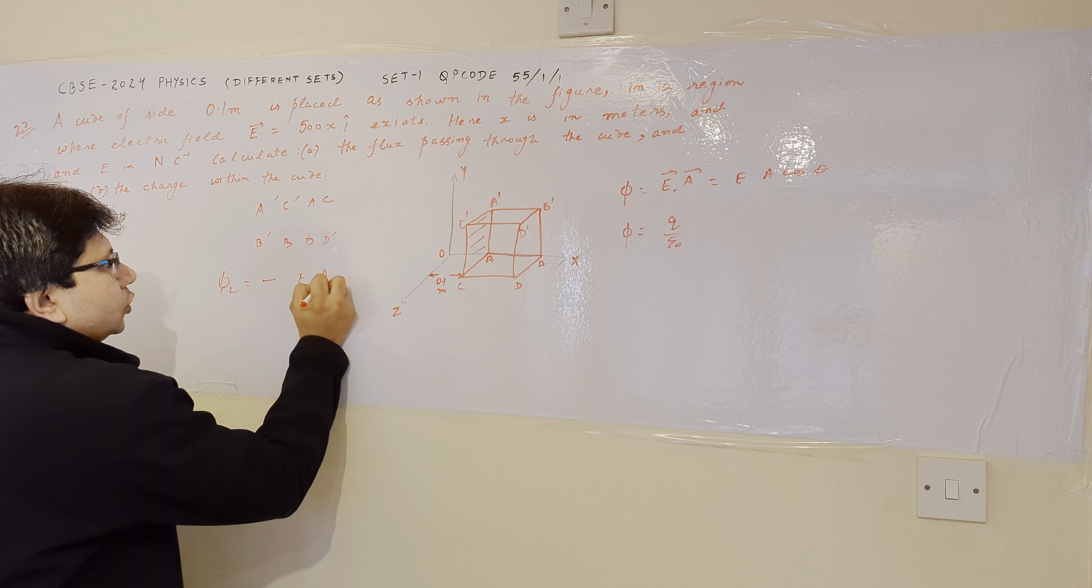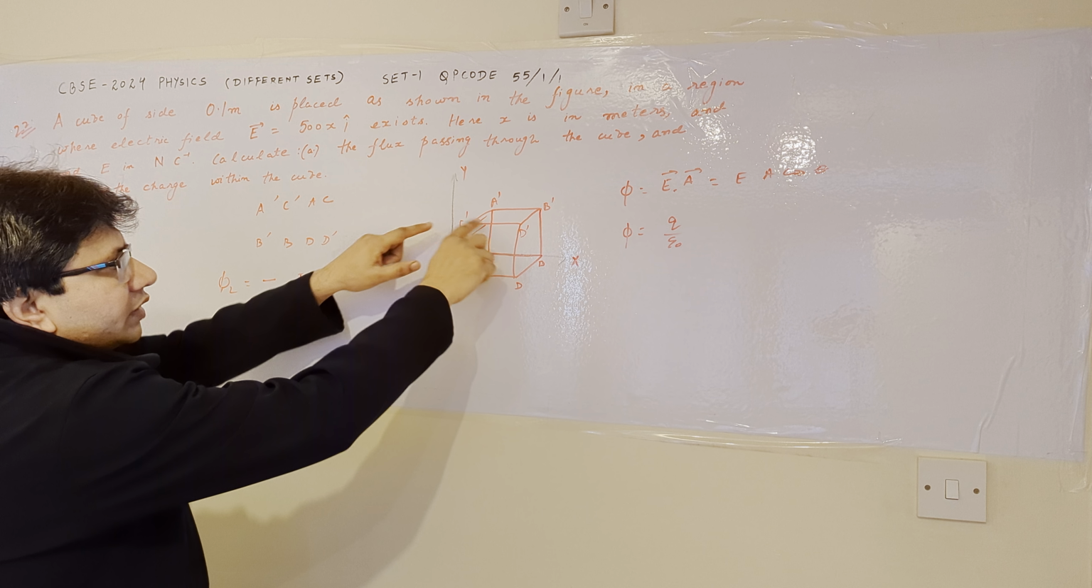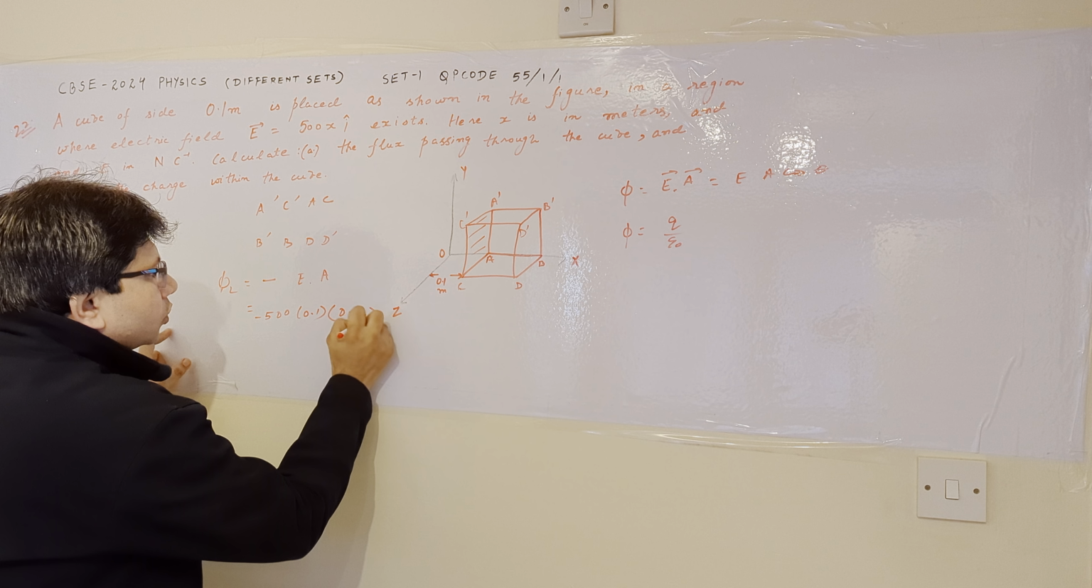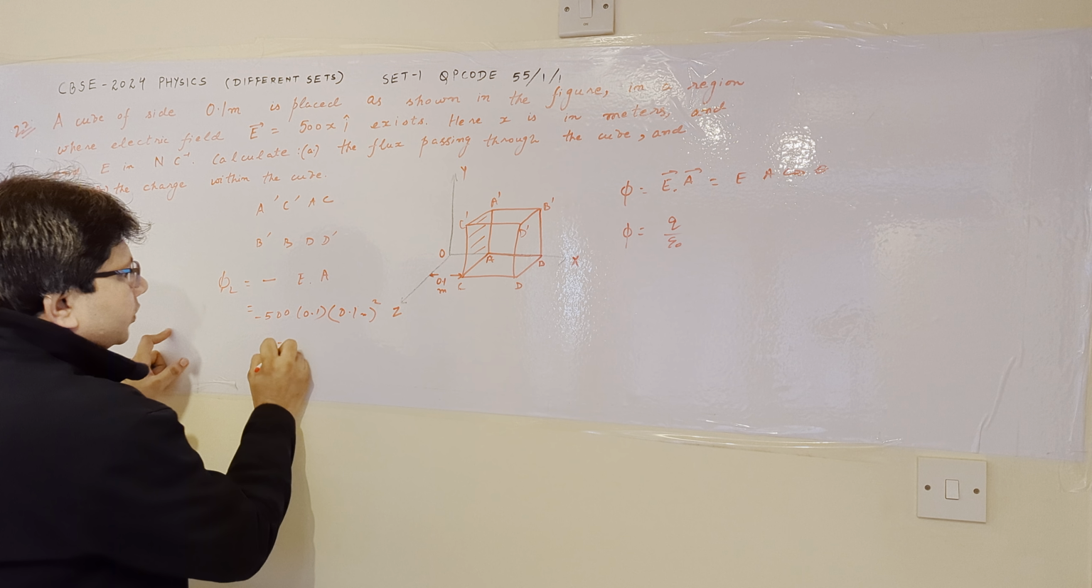And the area: because the cube has a dimension of 0.1 meter, the area is 0.1 meter whole square. After solving, this comes out to be negative 500 times 0.1 times 0.1 times 0.1. So this value is minus 0.5 Newton meter square per coulomb. This is the flux corresponding to the left surface, and the direction is towards the left.